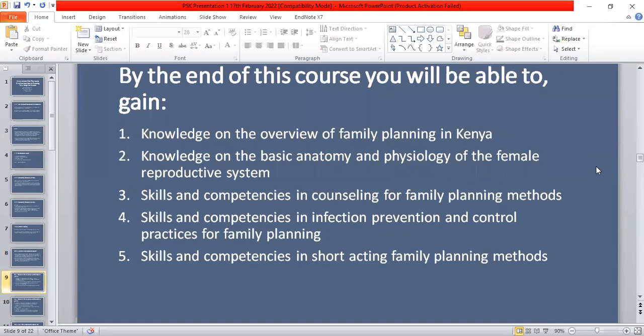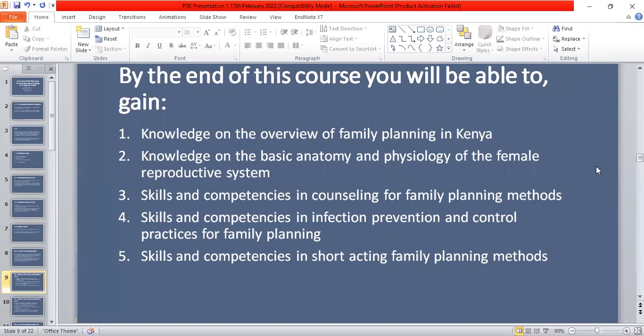So this training, or this course, what you'd be able to gain at the end of the training is, one, knowledge on the overview of family planning in Kenya, so that you have a very wide understanding of where the country is and where the country is going. This touches on the national economy and planning. Two, knowledge on the basic anatomy and physiology of the female reproductive system, as well as the male reproductive system. So again, just reminding ourselves.